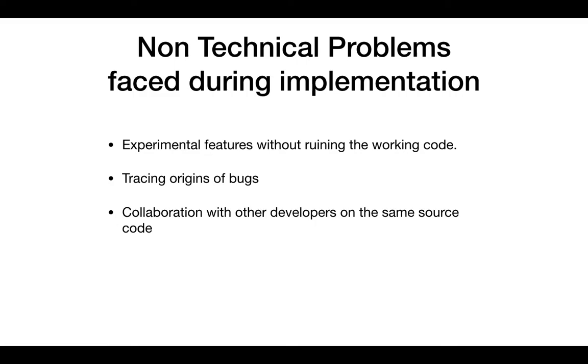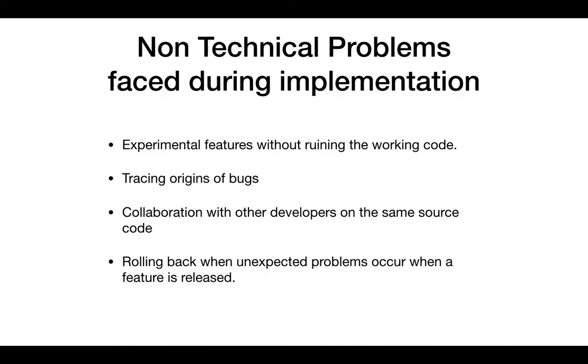Collaboration with developers as well, that's a very common problem in software projects. So how can I collaborate productively with other developers on the same source code so that we can split up the work, and they can do this and I can work on this particular problem? And finally, how can I roll back to a previous working version of my software or my product when an unexpected bug occurs? This could happen in a feature that we just implemented and encountered an unexpected bug when the consumer was using it. So rolling back is a problem we face during implementation.